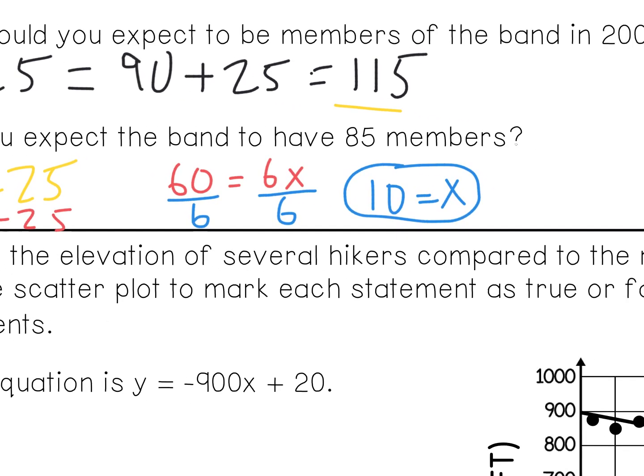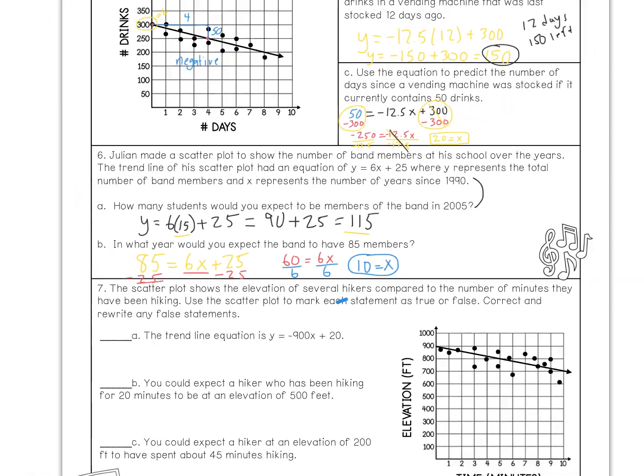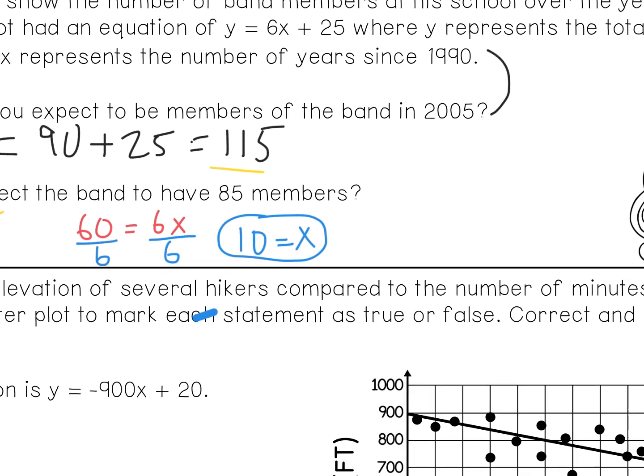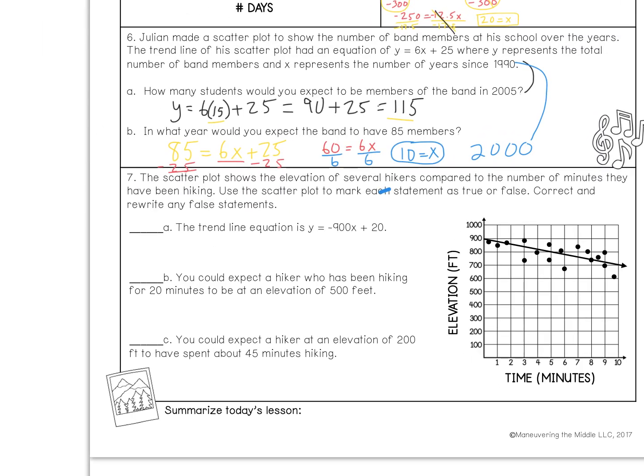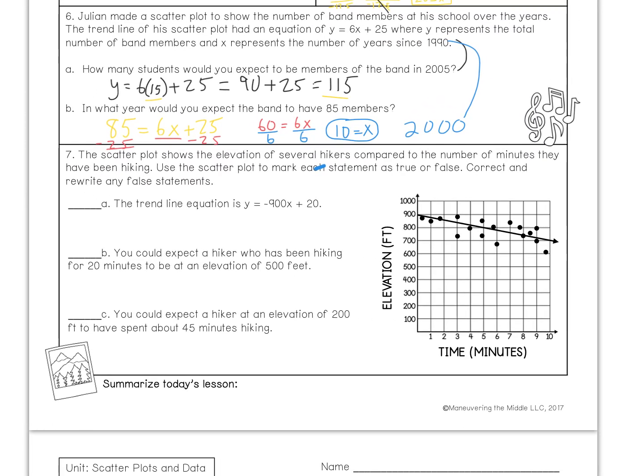So how many years have gone by? So what year is it? 2000. Because 1990 plus 10 is 2000. Okay. So the next is a true-false. The scatter plot shows the elevation of several hikers compared to the number of minutes they've been hiking. Use the scatter plot to mark each statement as true or false.